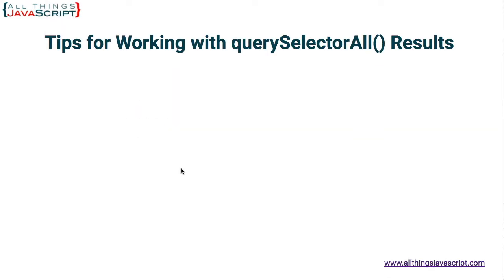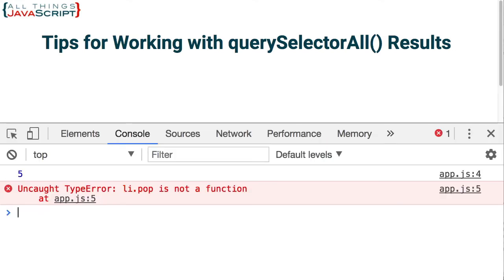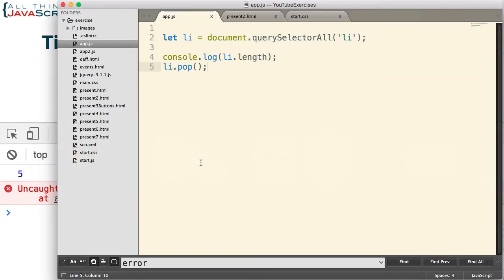Going to refresh, let's just open the console. We get a length of 5, so it selected 5 total elements, and then notice we get an error. Li pop is not a function. So it doesn't recognize the pop method because the node list is not an array. It is array-like, but it is not an array. So we don't have access to all of the methods that are available with arrays. And that's what we want to do. We want to get access to those.